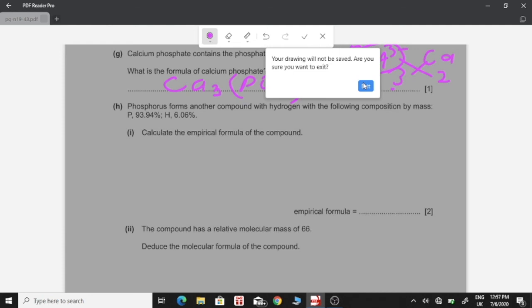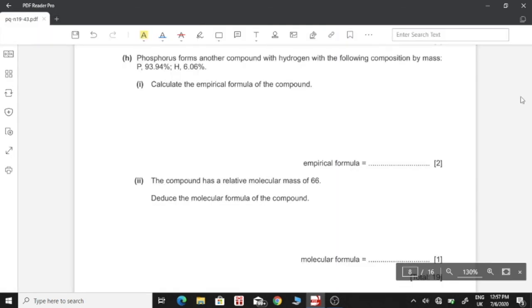Phosphorus forms another compound with hydrogen with the following composition by mass: phosphorus 93.94 and hydrogen 6.06. Calculate the empirical formula. First of all, we're supposed to be calculating the moles of phosphorus and hydrogen. For calculating the moles, we use the formula mass over molar mass. In this case, we're going to be using this percentage instead of the mass.